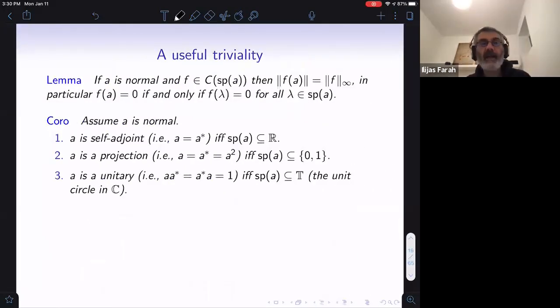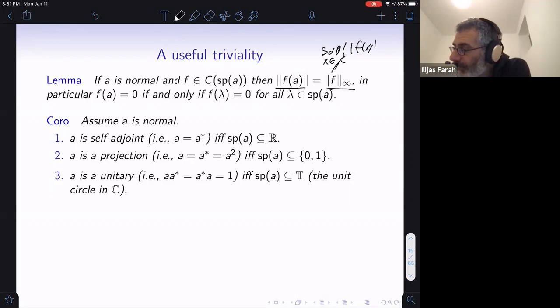Here is a useful triviality that I'll need later on. If A is normal, and if we have a continuous function on the spectrum of A, then the norm is just the sup norm, because this is how we define the norm on C of X, right? So this is the supremum over all x in X of the absolute value of f of x. In particular, f of A is zero if and only if f vanishes on the spectrum.